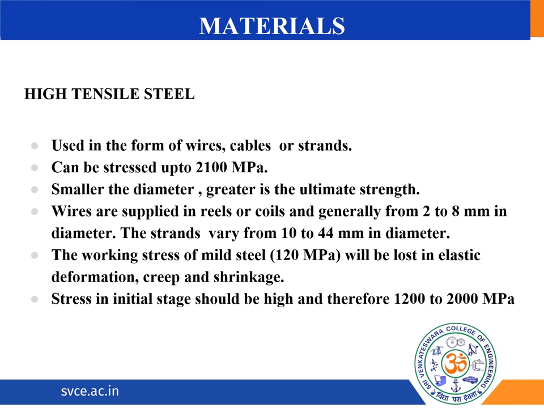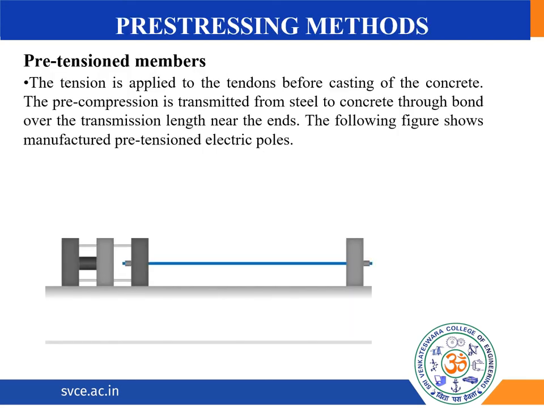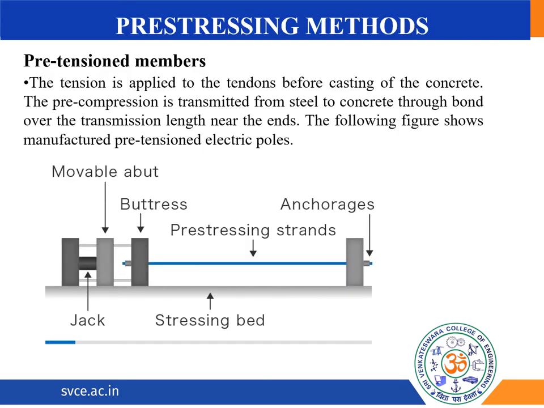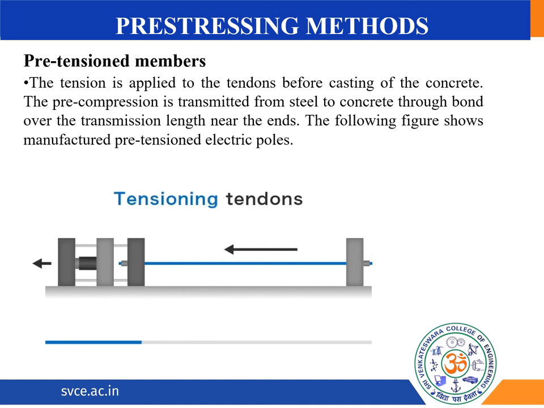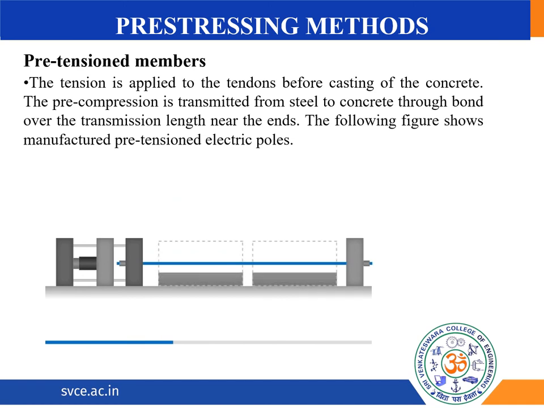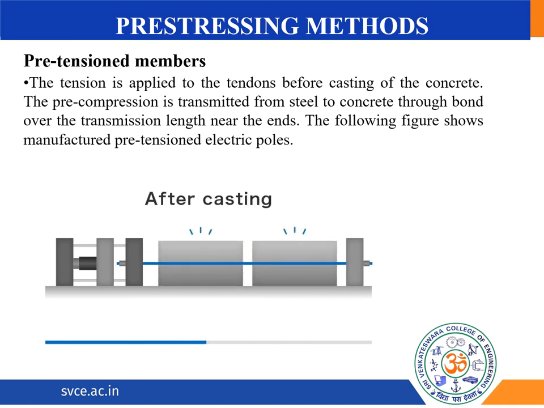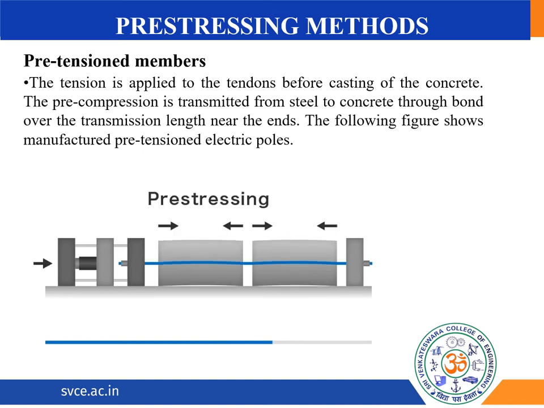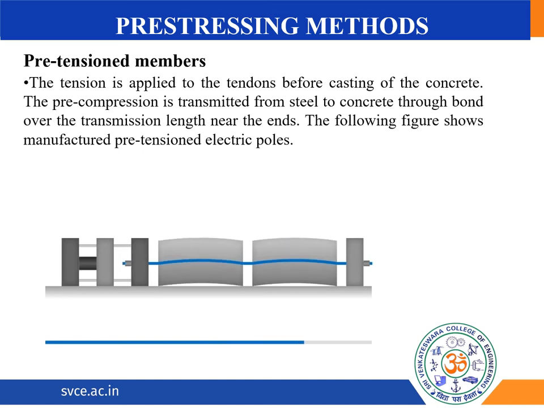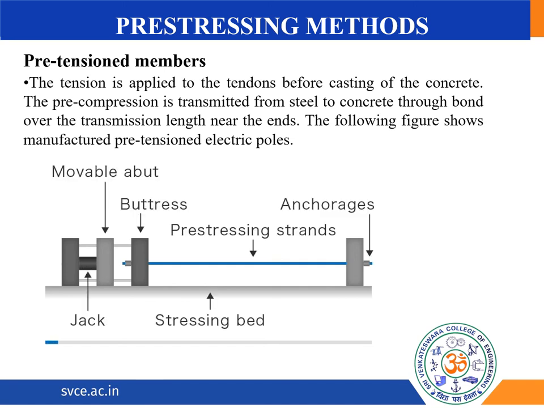So, and these high strength steel will be used in the forms of wires, cables or strands. Those will be called the tendons. So the pre-stressing methods. We know now that we are using some tendons and we are stretching the tendons. And when that stretching force is removed, the tension force is removed, the tendons will try to come back to their original position, by which the concrete is compressed. So because of that, the concrete is pre-stressed, it is getting stressed.